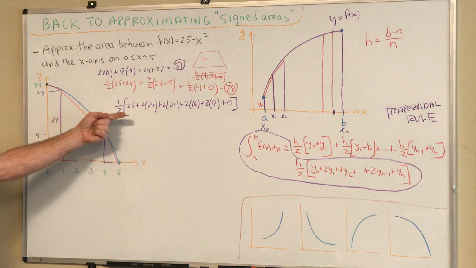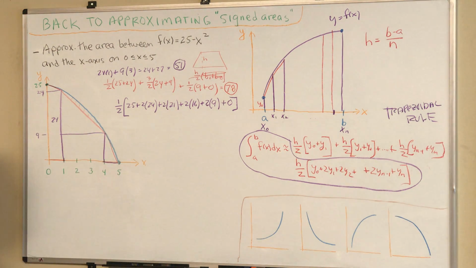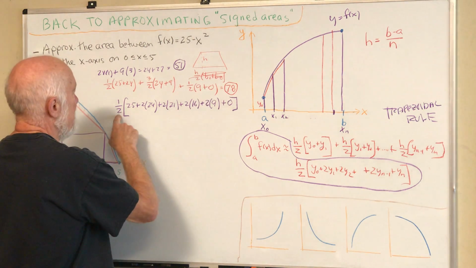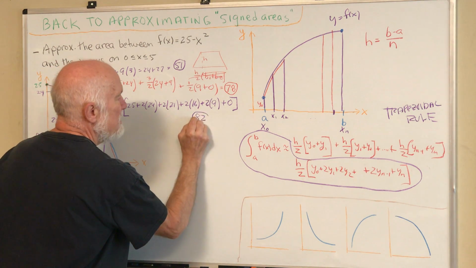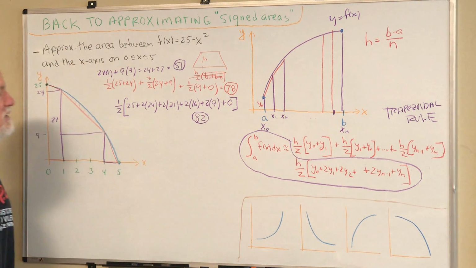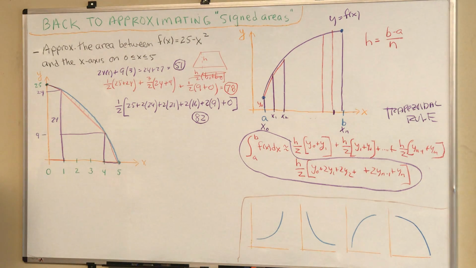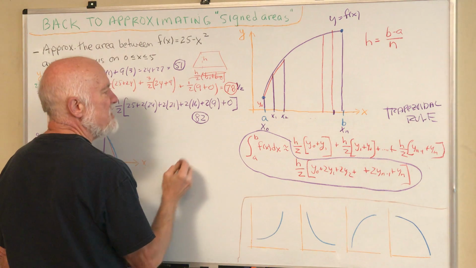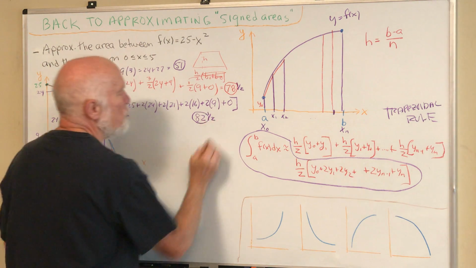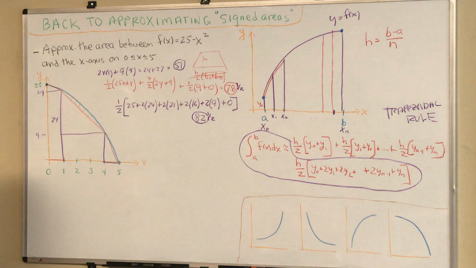So that's what the trapezoidal rule would say. When you add all this up, divide by 2, you get 82. Or some, I actually think this is 78.5 and this is 82.5. I'm just trying to remember back when I did it.